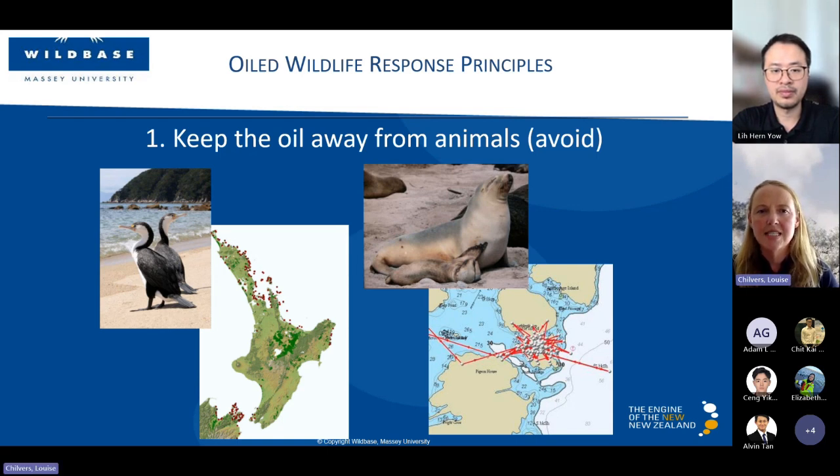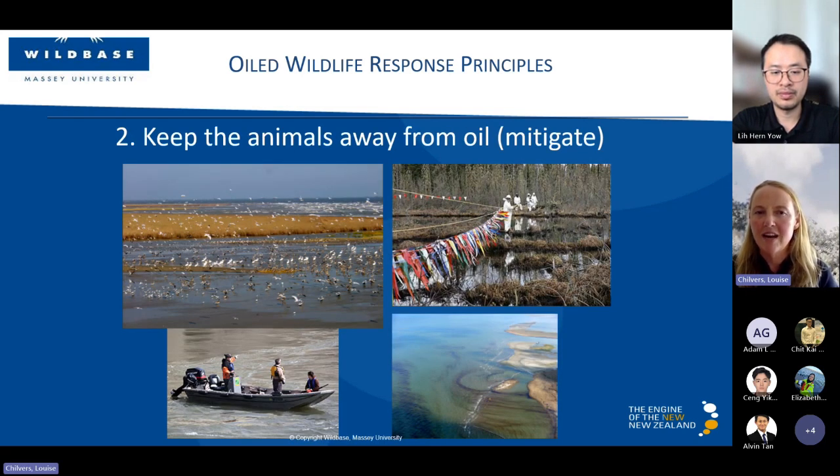Step two is keep animals away from oil. If the oil is spilled and there is nothing that we can do about it, how can we get animals out of the way of the oil spill? How do we get them to move, or capture them and prevent them from going into oiled areas?